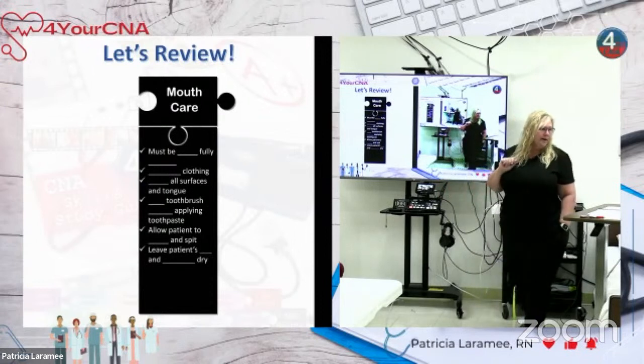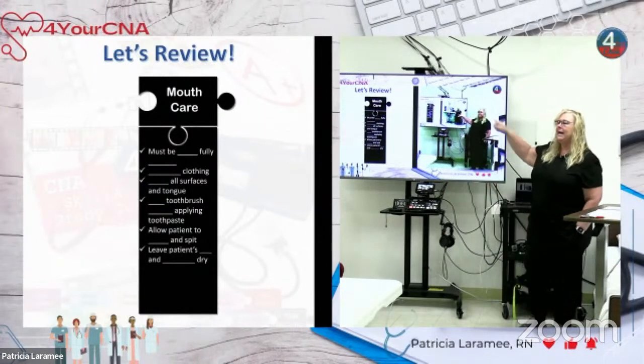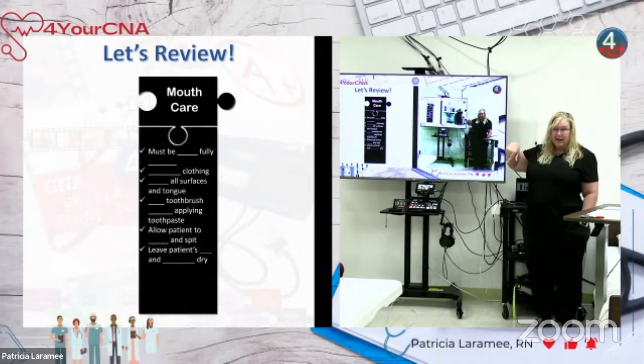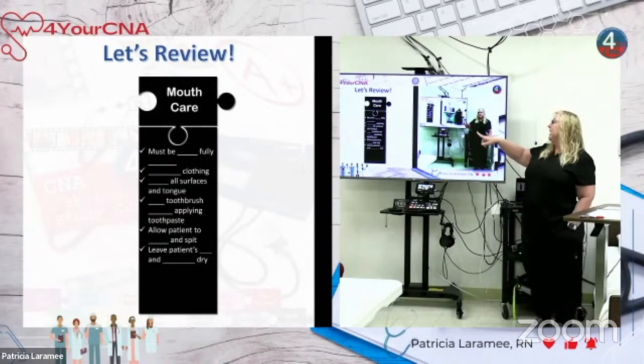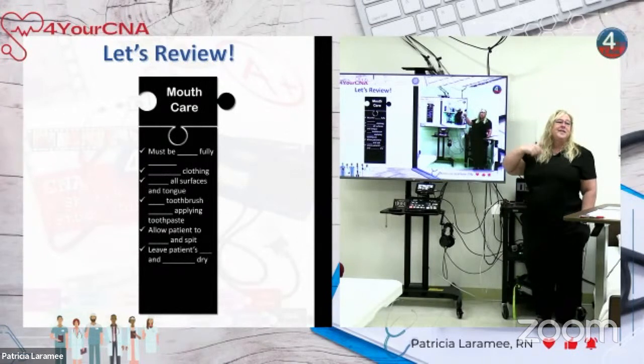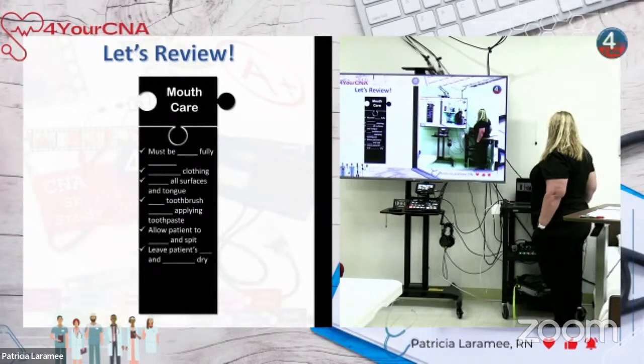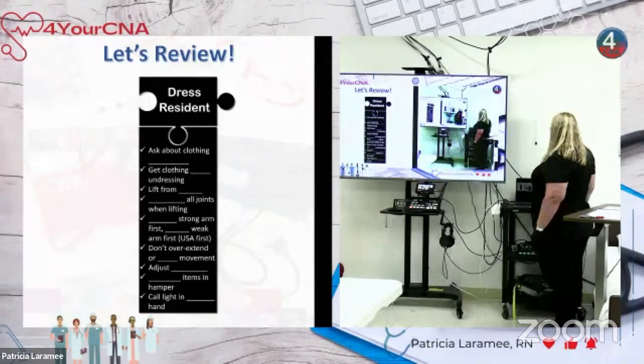You guys remember all that from mouth care? You're going to see that again today because we're about to learn denture care. Denture care is mouth care with an extra step. Then we have dressing a resident with a weak arm.